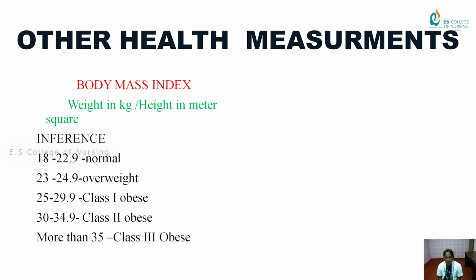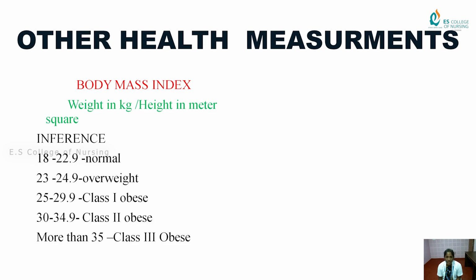And here I have given the reference from the net. They say 18 to 22.9 is normal, 23 to 24.9 is overweight, 25 to 29.9 is class 1 obese, 30 to 34.9 is class 2 obese, and more than 35 is class 3 obese. Here they have given some formula like this, but a few more formulas are also available on the net, especially the ones indicated for Indians.